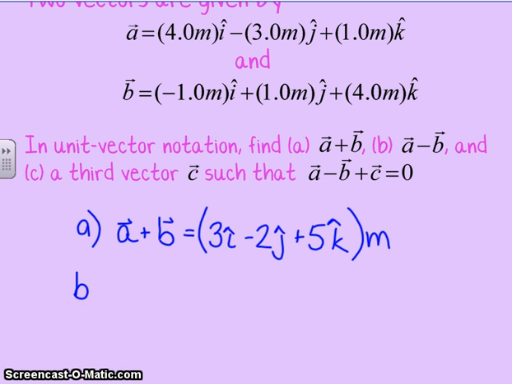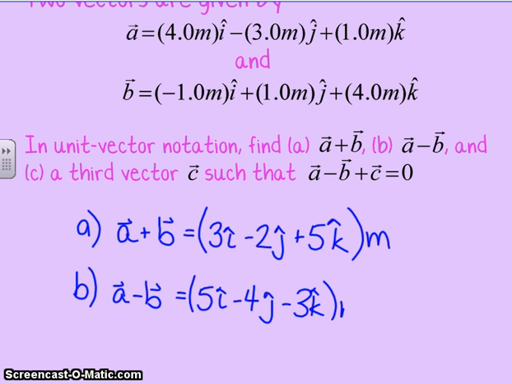Part B, when we subtract vectors, we basically just add the two vectors making B negative, or you could think of it as subtracting components, which is so much easier in my opinion. So 4 minus negative 1 gives me 5 i hat. Negative 3 minus 1 gives me negative 4 j hat. And 1 minus 4 gives me negative 3 k hat. Again in meters.